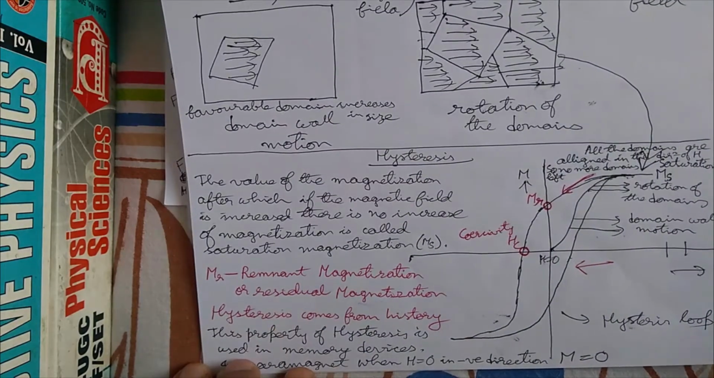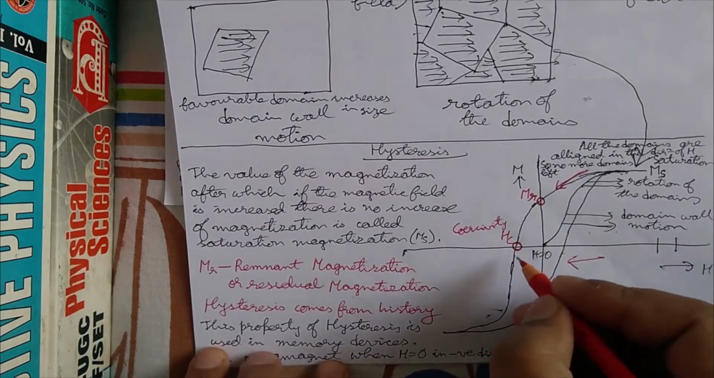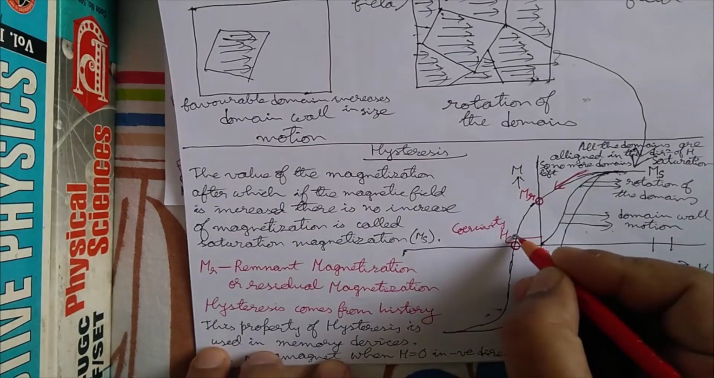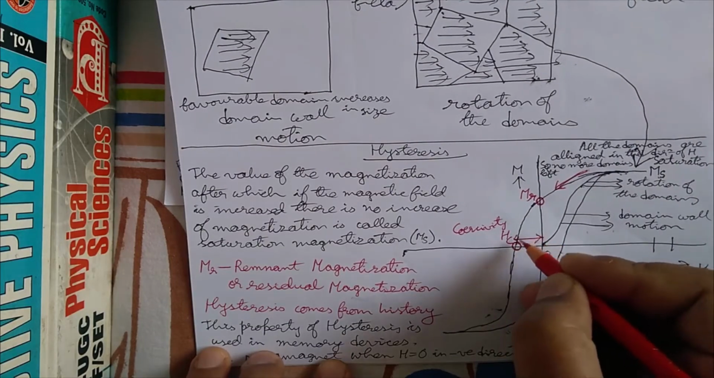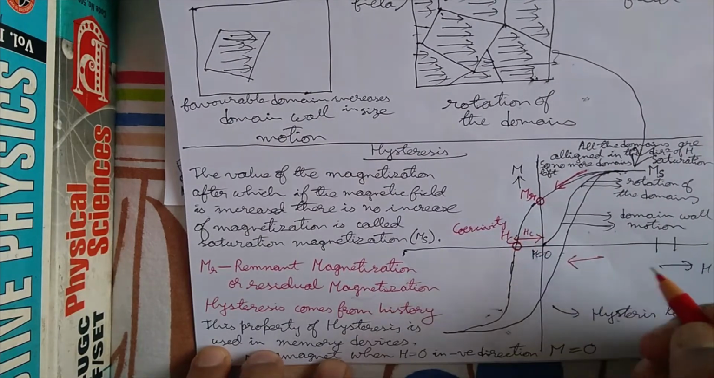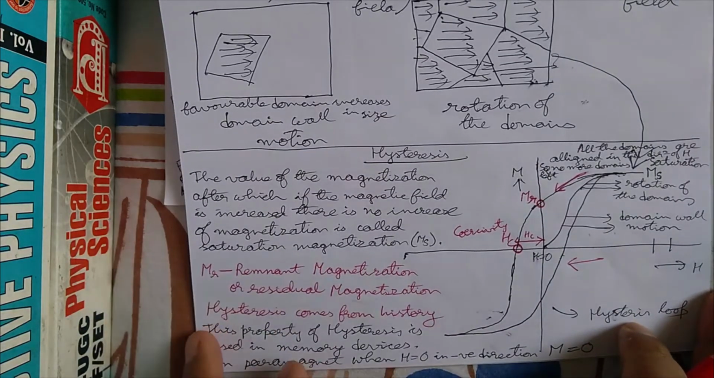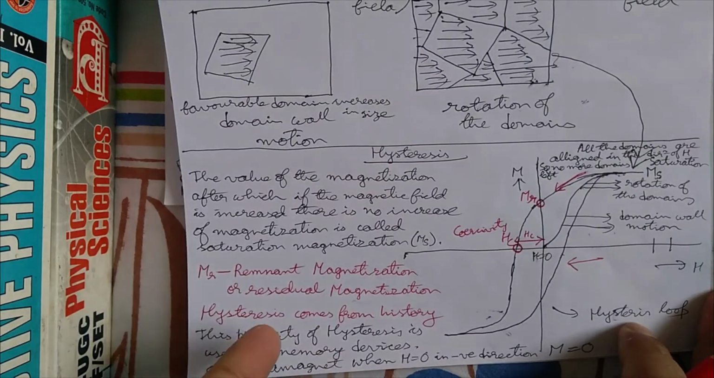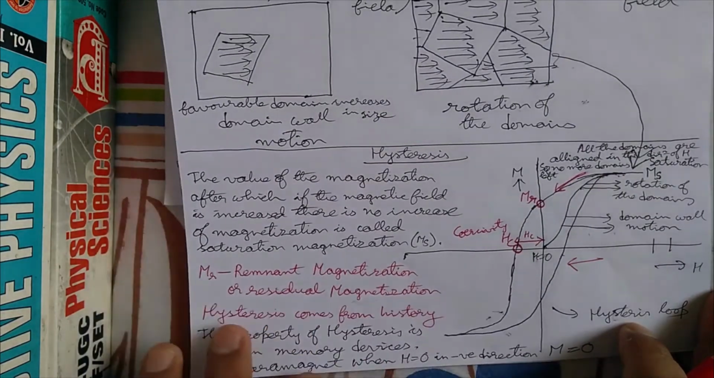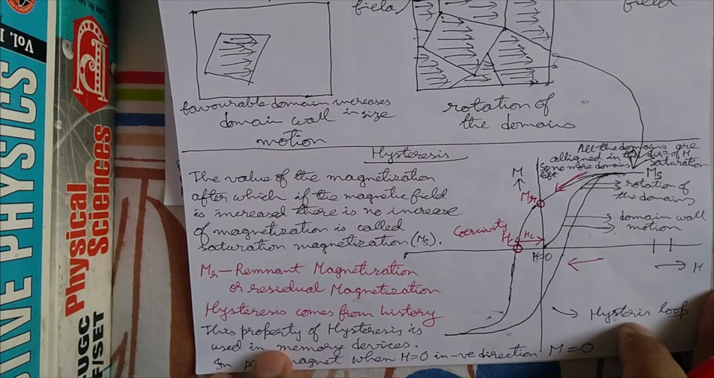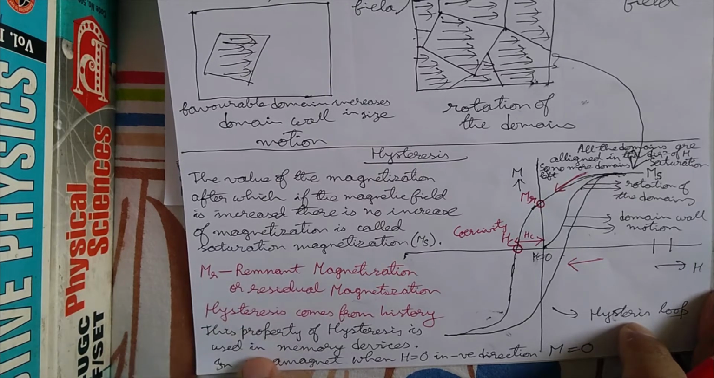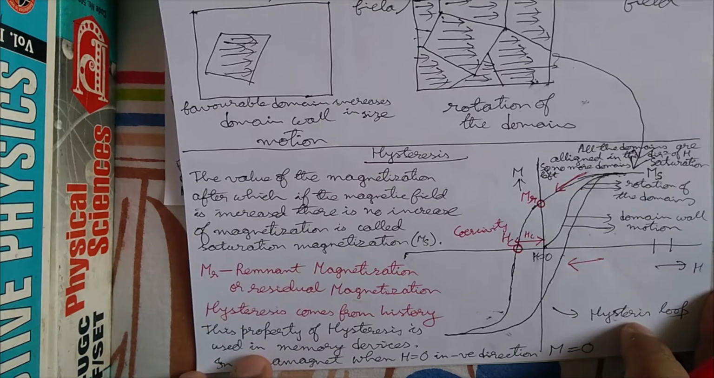So what is the coercivity? This value is called coercivity or HC. Very simple: it is the magnetic field in the negative direction required to remove the residual magnetization of the material. The magnetic field in the negative direction required to remove the residual magnetization of the ferromagnetic material is called the coercivity or the coercive field.